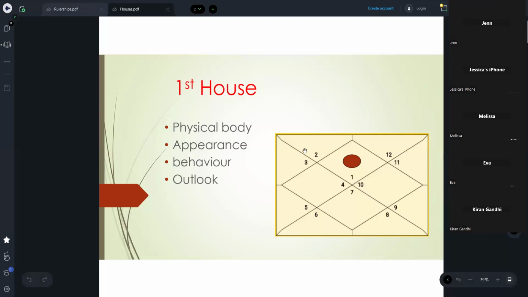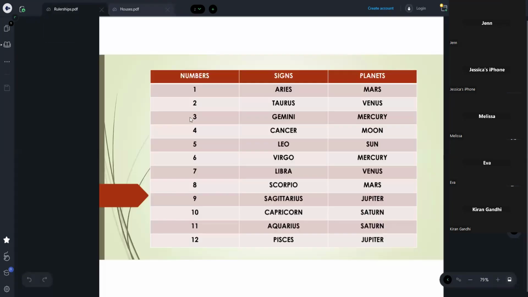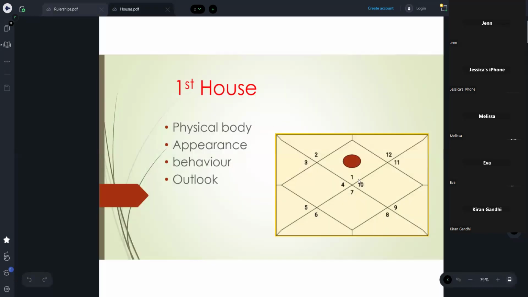Then the numbers that you see in these houses are not the house numbers. The numbers that you see in these houses correspond to these numbers. So if in the next slide you saw number 1 in the first house, that just tells you that the sign of Aries is sitting in the first house. You could also have a 2 written here.